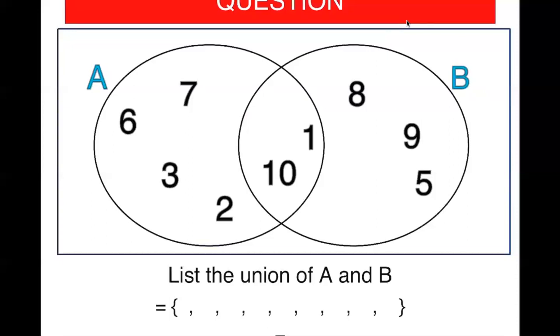Okay, so the union of A and B, we have A union B, and it goes 1, 2, 3, oh, there's no 4. 5, 6, 7, 8, 9, and 10. A union B is 1, 2, 3, 5, 6, 7, 8, 9, 10.